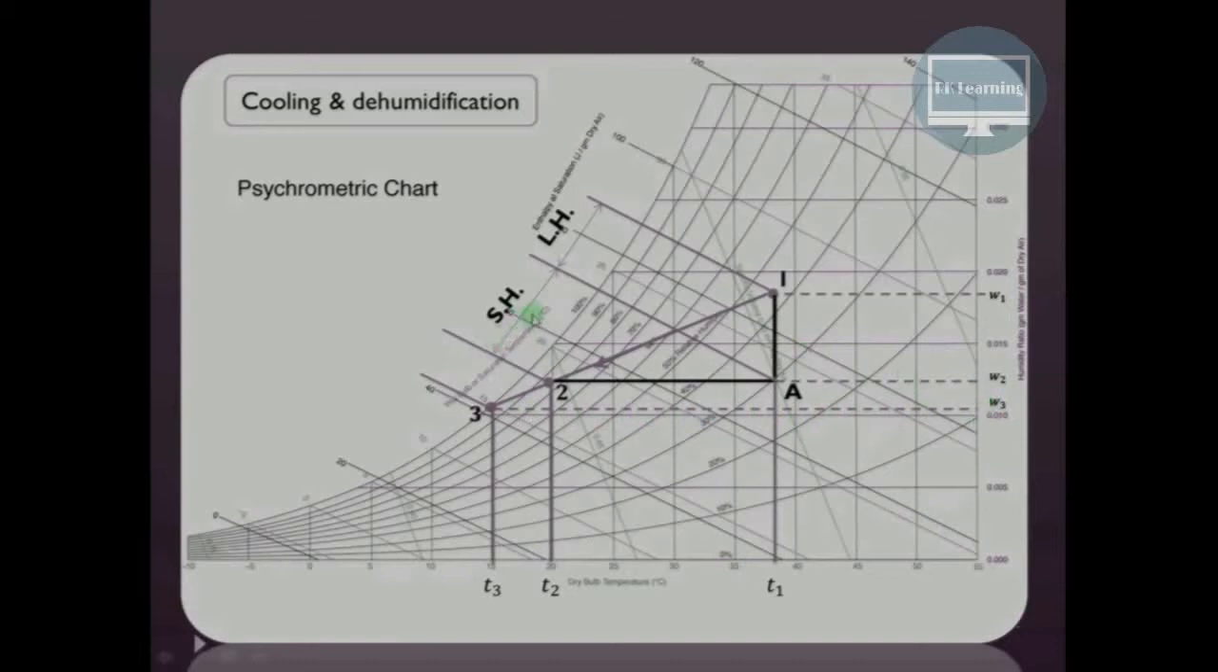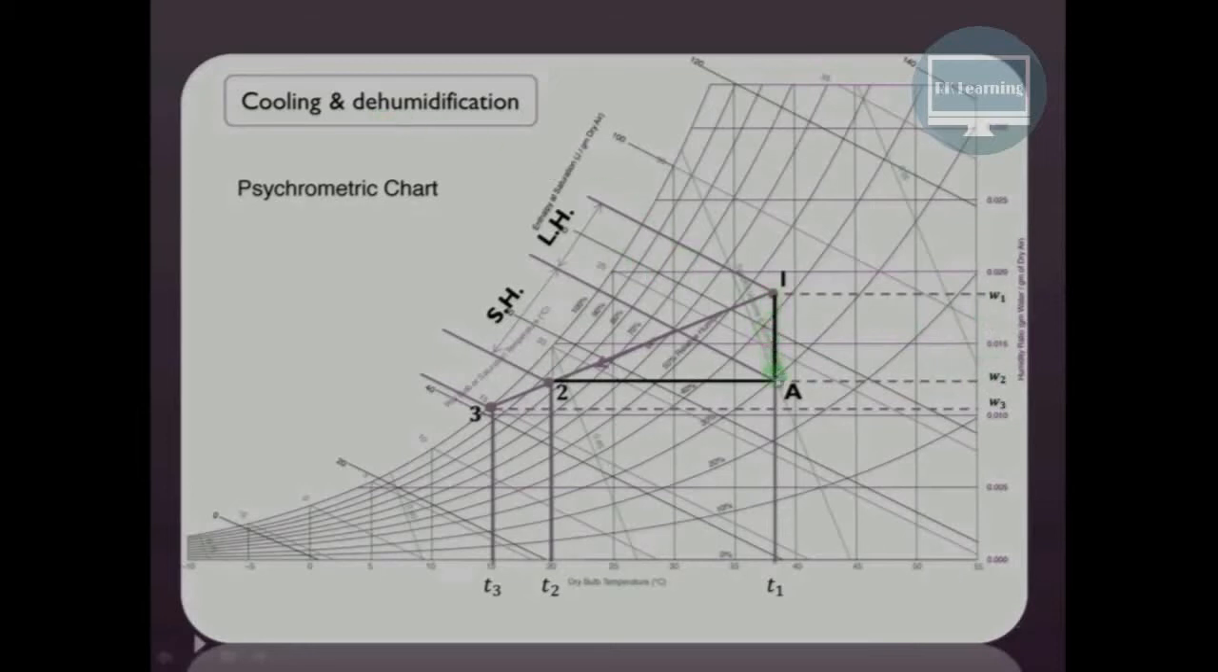Now as you can see, why we are calling this sensible heat, because if you consider the process A to 2, in this particular case there is no change in the moisture content of the air. The moisture content at point 2 will be the same as the moisture content at point A, and therefore that process is known as the sensible process or sensible cooling process. Whereas from 1 to A, in this particular case the dry bulb temperature remains constant, but there is a change in the specific humidity or moisture content of the air. The moisture content of the air decreases, and therefore it is a dehumidification process.